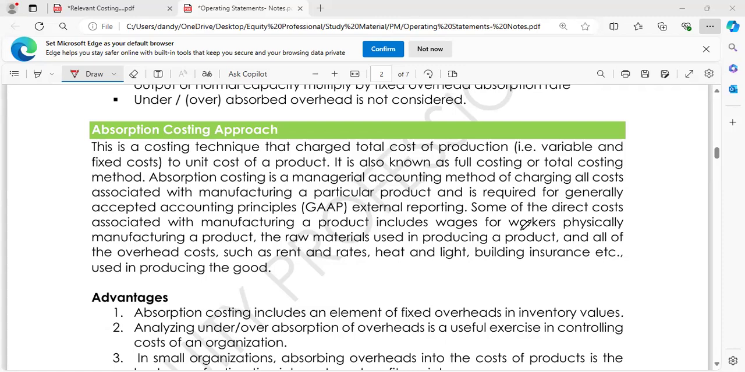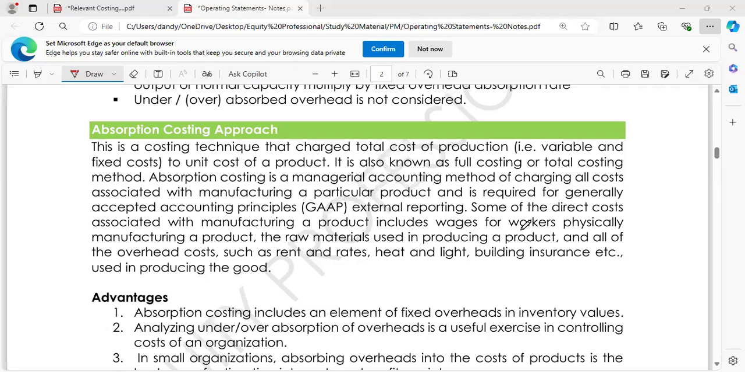So once you get the total cost per unit, then you need to multiply with the opening or the closing stock to get the value. Then we also said that under absorption costing approach, fixed production overhead is part of production cost. Which means that the fixed production overhead will vary depending on the activity level. If your activity level increases, then your fixed production overhead will also increase and vice versa.